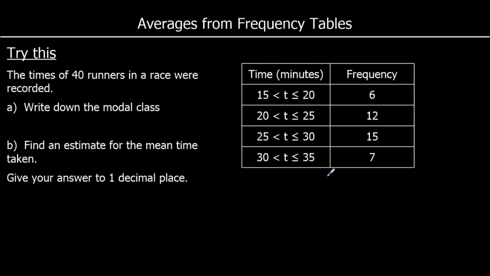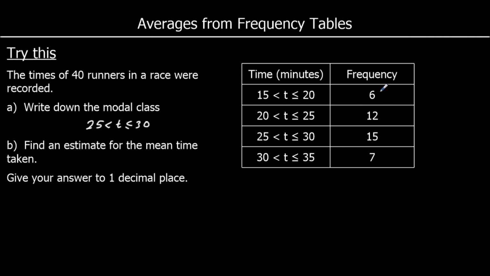So we're asked for the first question, for the modal class, the most common time. So there are 15 in between 25 and 30. So that's the most common class, the most common range. So it's 25 to 30. Part B finds an estimate for the mean time taken. So we're going to add them all up and divide by how many. But we don't know the exact times. So as an estimate, we're going to use the midpoints.